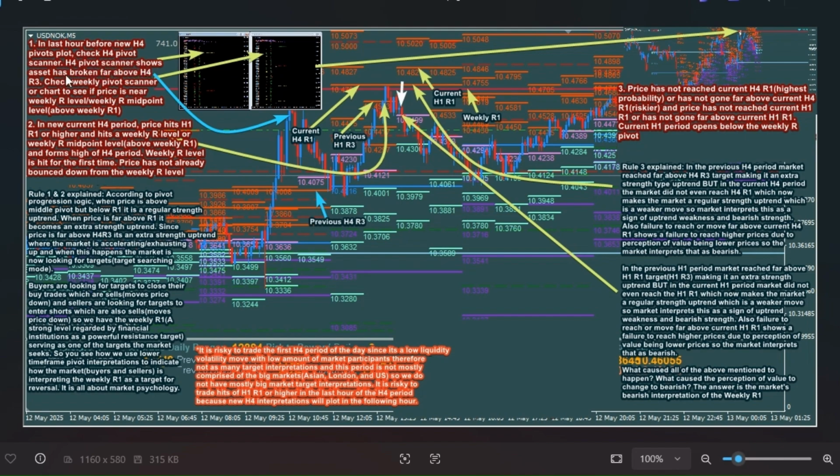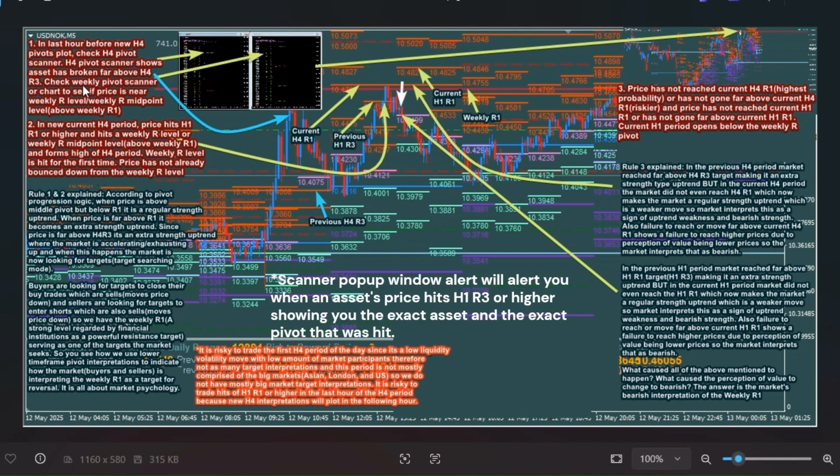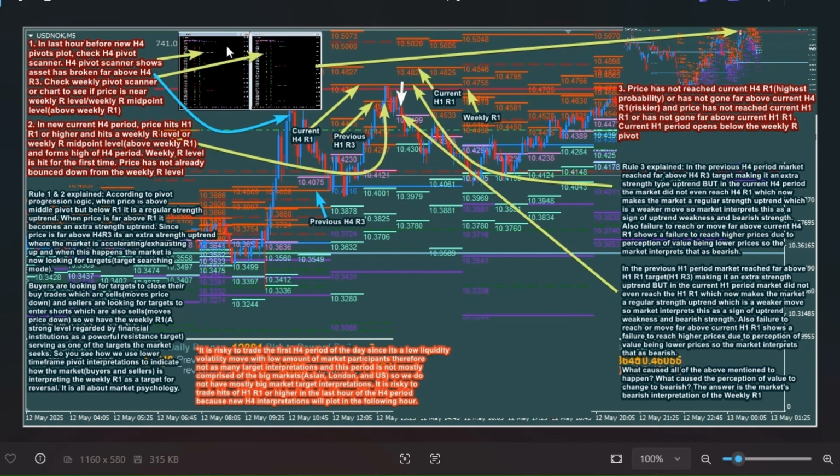The H4 pivot scanner shows the asset has broken far above H4 R3. Check the weekly pivot scanner or chart to see if price is near the weekly R level or weekly R midpoint level above weekly R1. Okay? And you see these arrows pointing to the pivot scanners. This pivot scanner is the H4 pivot scanner, and this pivot scanner is the weekly pivot scanner.